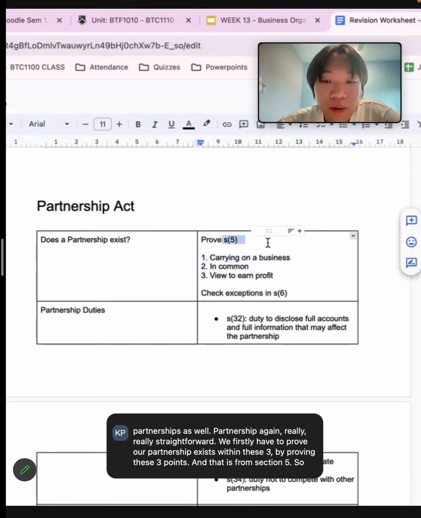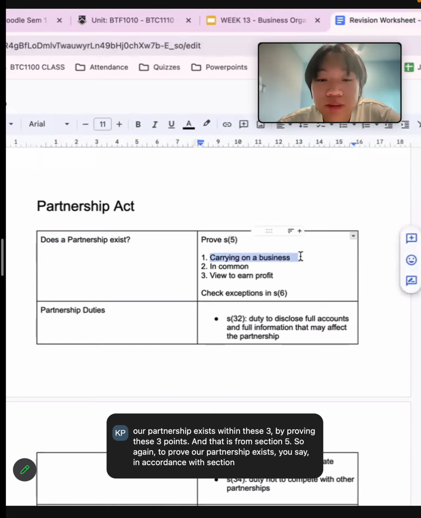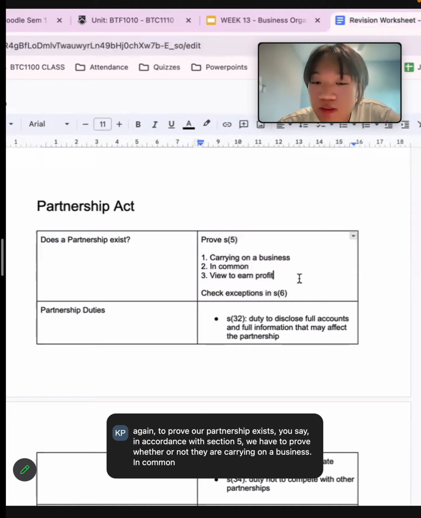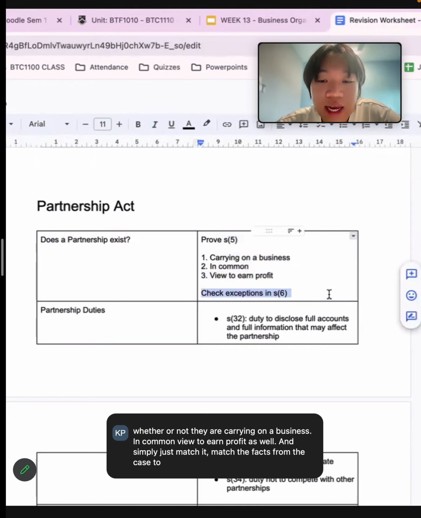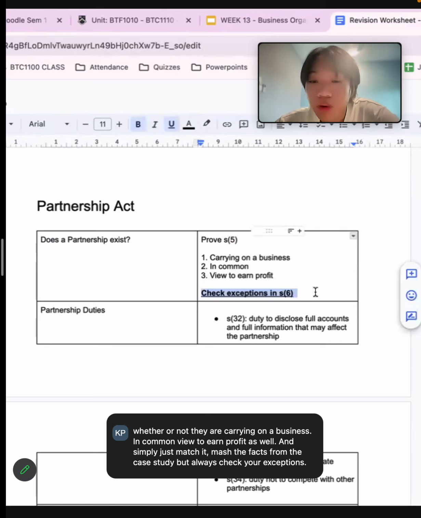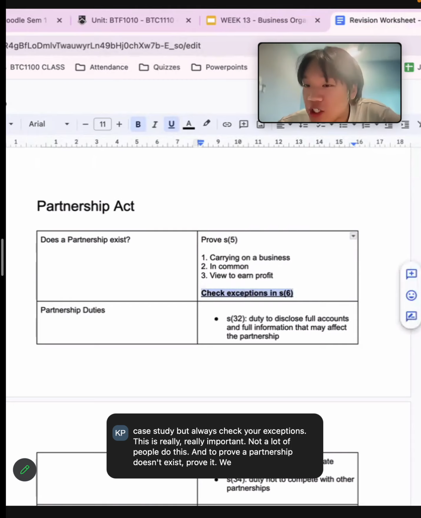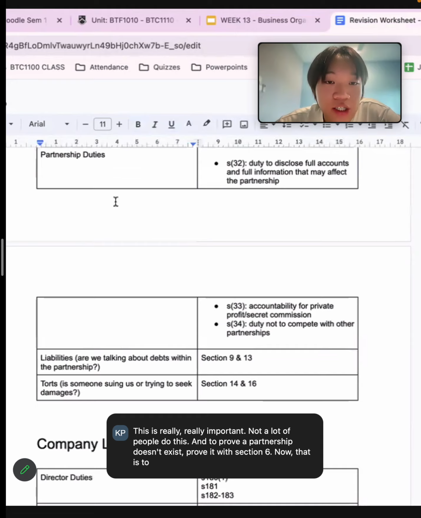So again, to prove a partnership exists, you say, in accordance with section 5, we have to prove whether or not they are carrying on a business in common with a view to earn profit. And simply just match the facts from the case study, but always check your exceptions. This is really, really important. Not a lot of people do this. And to prove a partnership doesn't exist, prove it with section 6. Now, that is to prove whether or not a partnership exists.